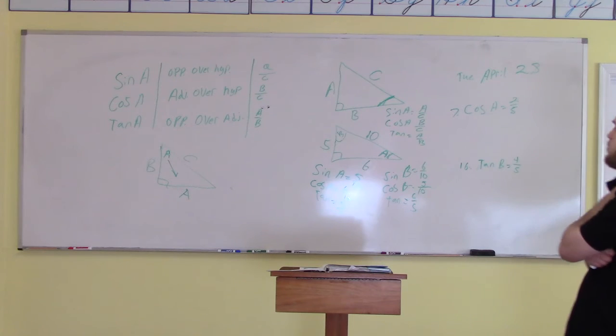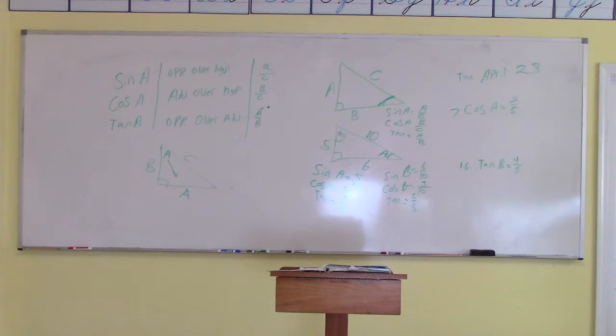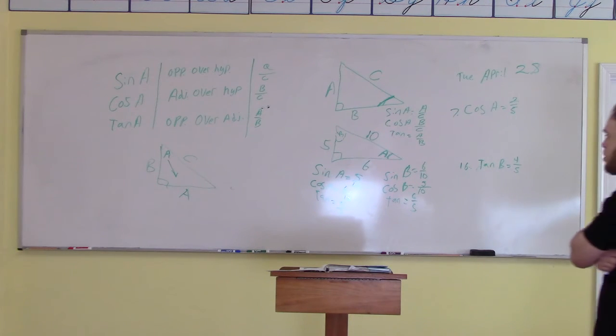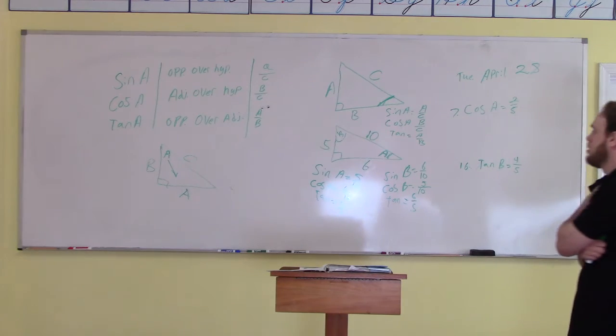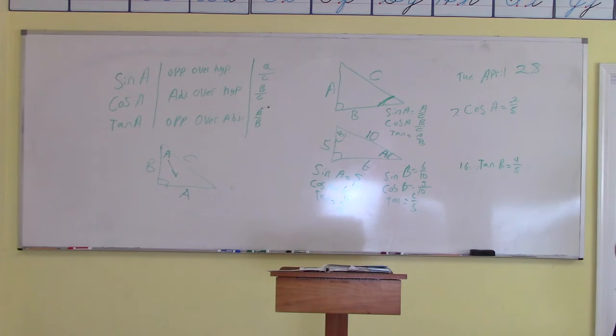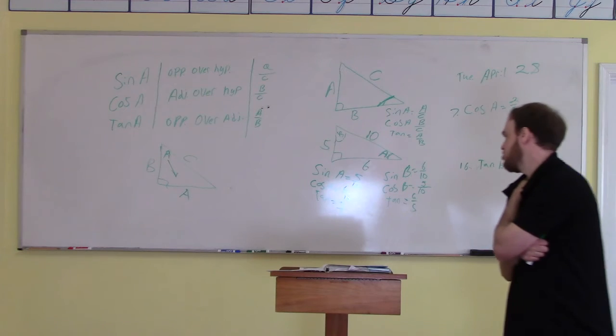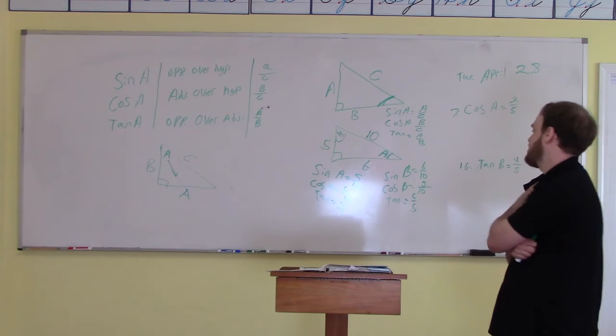Notice sine of A was 5 over 10. Sine of B was 6 over 10. Cosine of A was 6 over 10. Cosine of B was 5 over 10. Then the tangent was 5 over 6 for A, and for B it was 6 over 5.